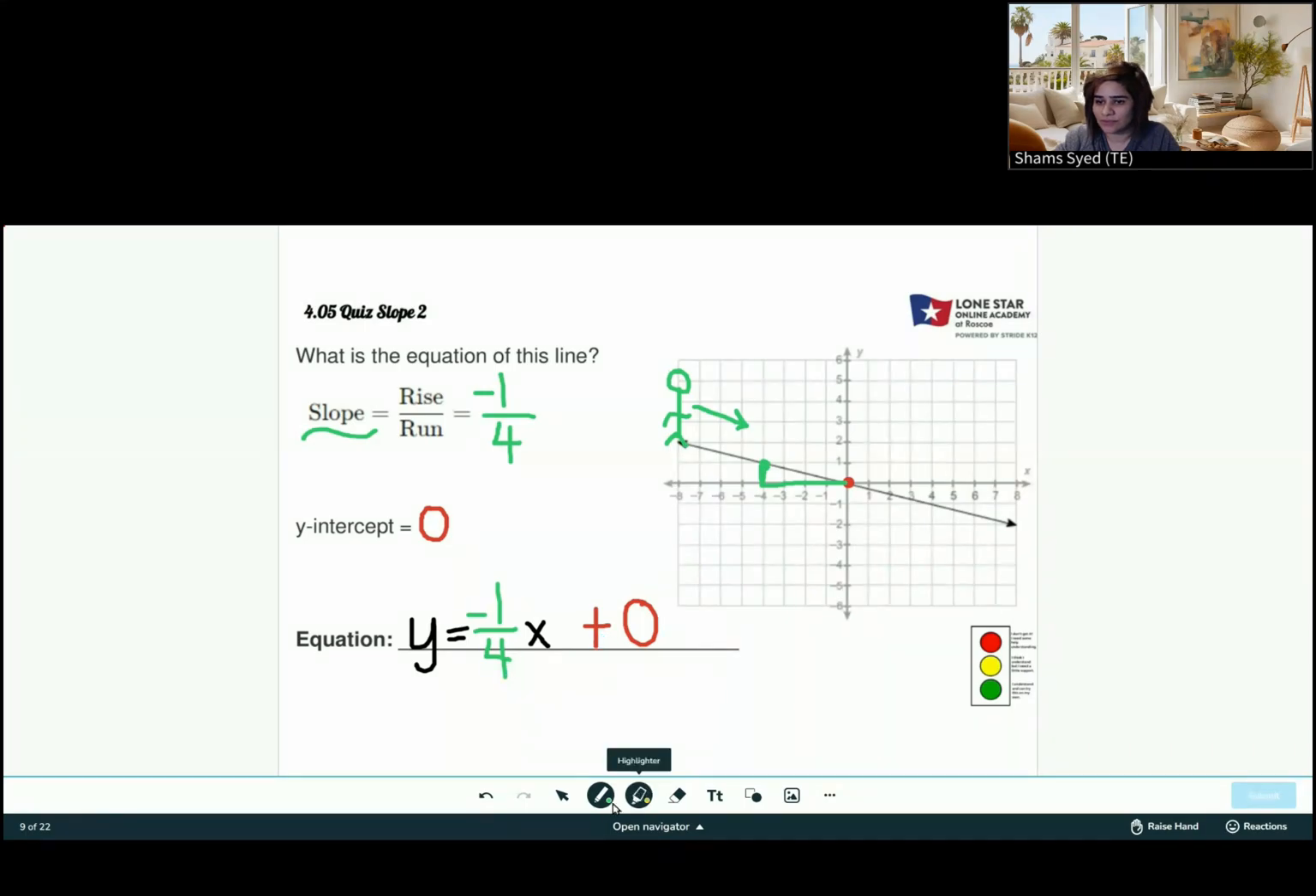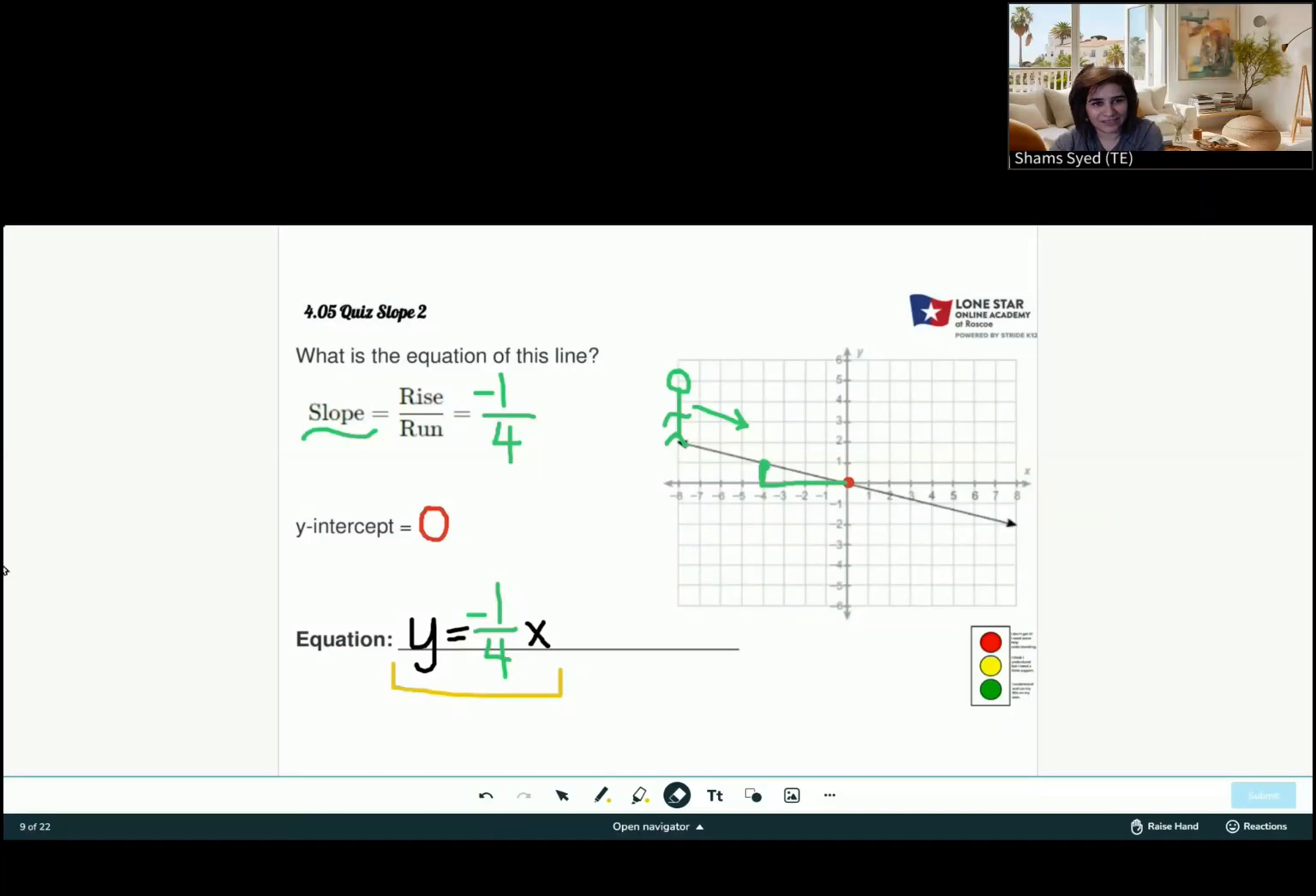Notice this is a nice, beautiful equation in itself. There is no need for a plus 0. It's too awkward to have a plus 0 anywhere. The equation is y equals negative 1/4 x. It is a proportional graph. It is crossing the origin, 0, 0. And this is the answer.